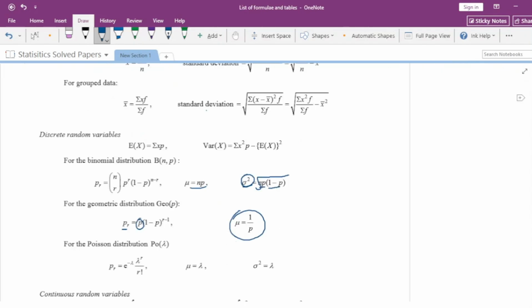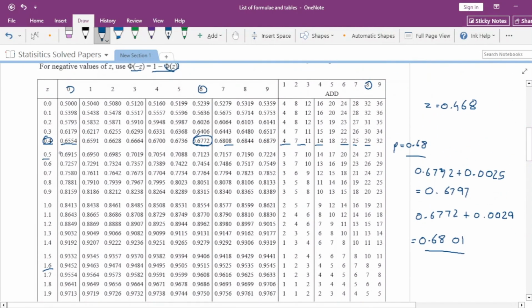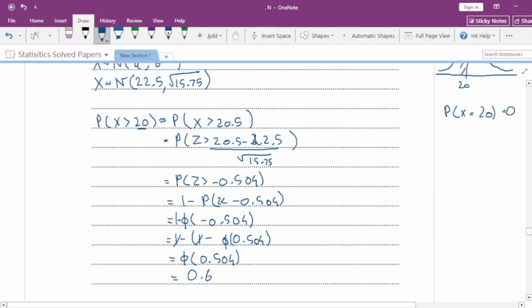Now we can go and search in the table. Look at the z value, 0.5, we want 0, and then we want 4. So we add on to it 14. So that will be 0.6915 plus 0.0014. And that will give us the probability of 0.6929. Three significant figures, that would be 0.693. That's your final answer.